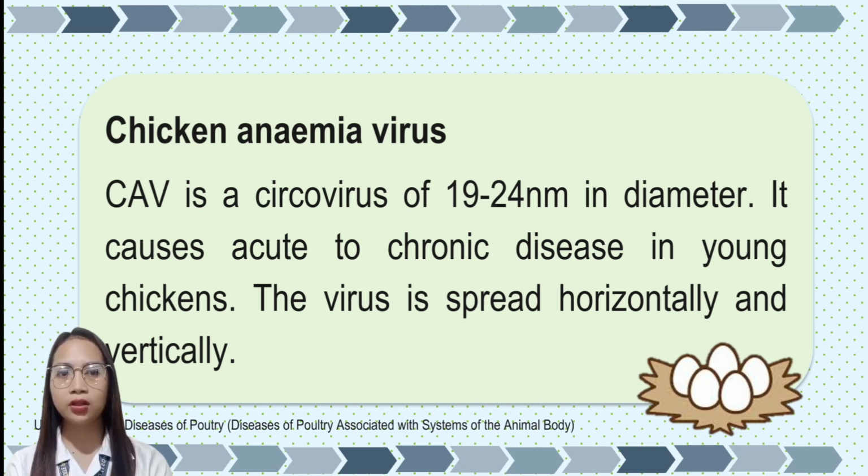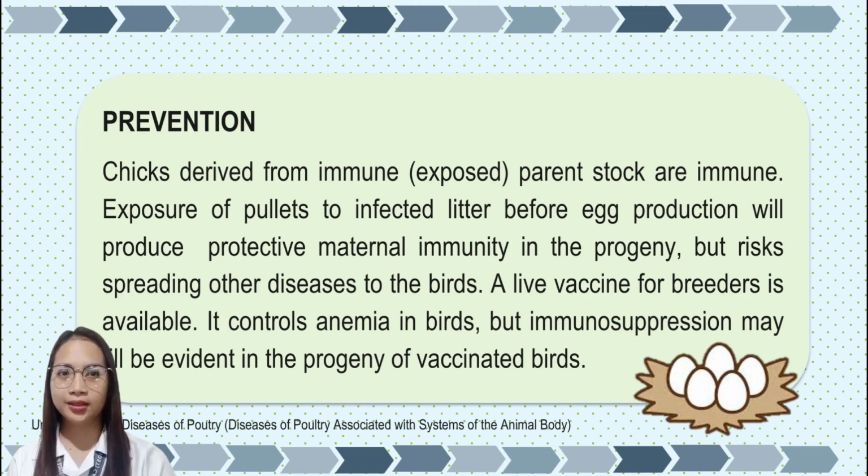Vertical transmission occurs when seronegative hens become infected and continues until adequate levels of neutralizing antibodies develop in the hens. Chicks derived from immune or exposed parent stock are immune. Exposure of pullets to infected litter before egg production will produce protective maternal immunity in the progeny, but risks spreading other diseases to the birds.